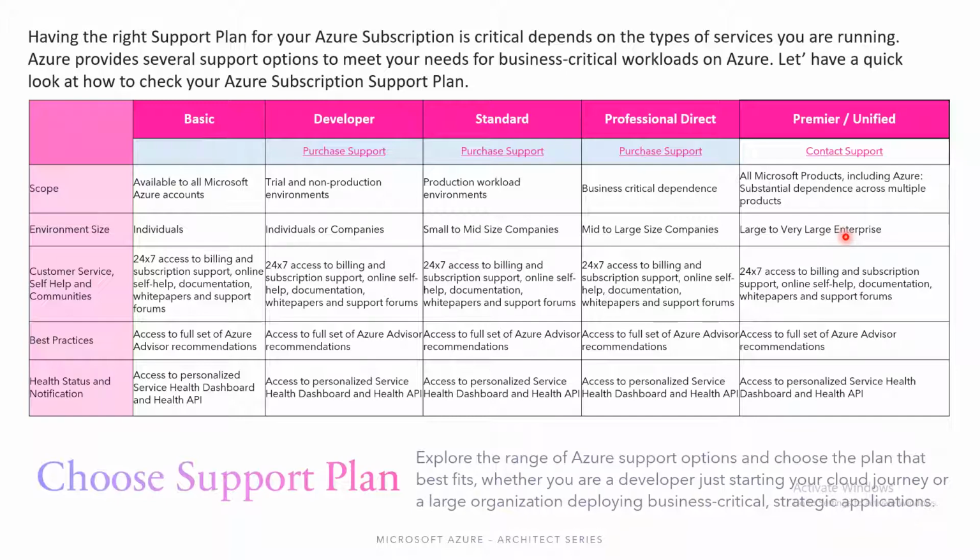So the Fortune 100 or Fortune 500 companies generally choose the Premier or the Unified support plan. 24/7 support is almost available for billing and subscription. But if you are looking for support on the technical side, technical support is primarily available 24/7 starting with the Standard plan. I'll cover them in detail. Meanwhile, billing and account subscription related support, online documentation, white papers, and participating in the online community and support forums are available for all the different plans. There are no restrictions in that.